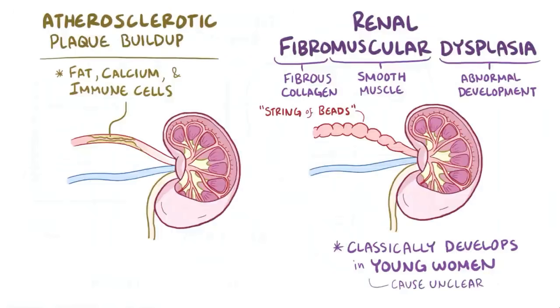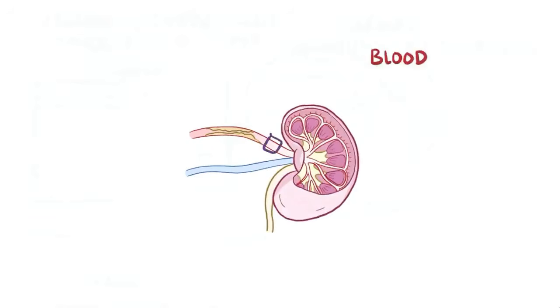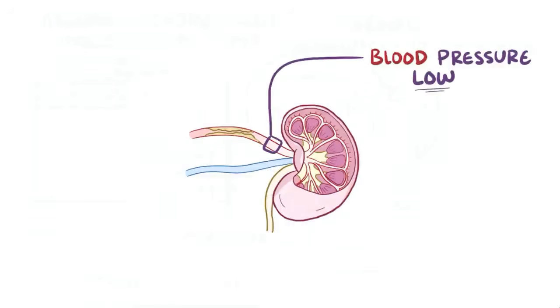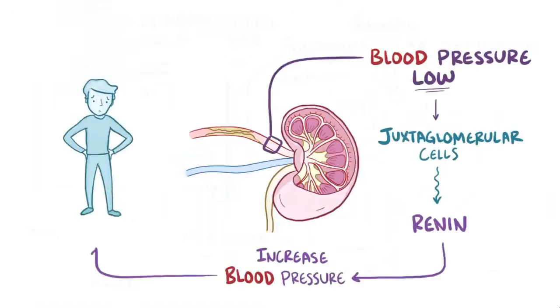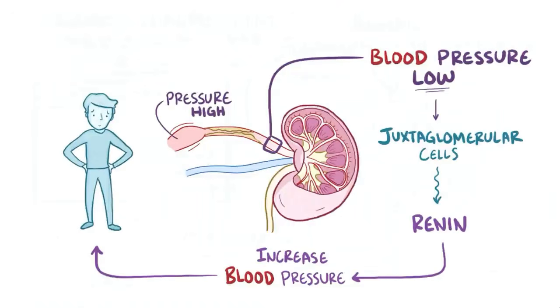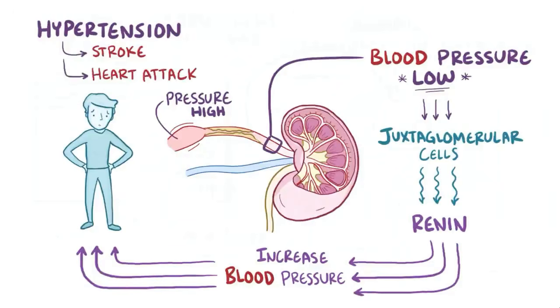In both atherosclerosis and renal fibromuscular dysplasia, the renal artery narrows, and that causes the blood pressure to stay low in the kidney, as well as all the kidney's nephrons. As a result, the juxtaglomerular cells release renin, which might raise the blood pressure in the body and vessels before the stenosis, but the pressure in the kidney and the afferent arterioles stays low, so they just keep releasing renin. So renal artery stenosis creates a vicious cycle of high blood pressure, or hypertension, which puts incredible stress on the blood vessels and can contribute to having a stroke or heart attack.